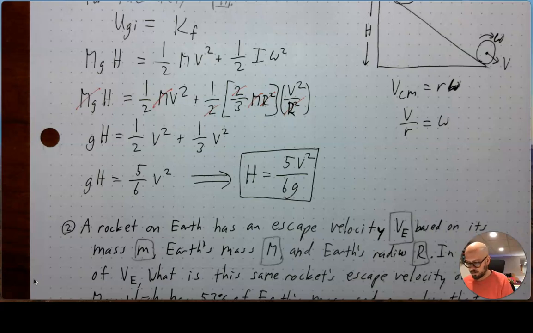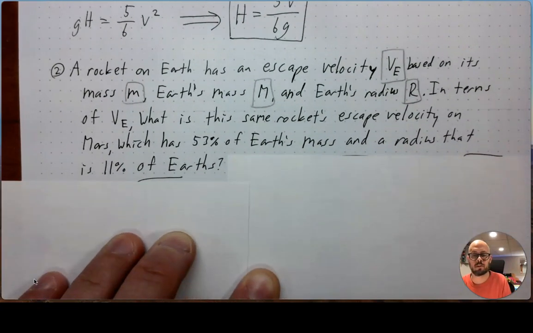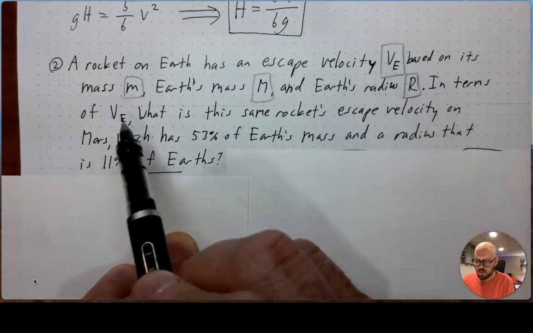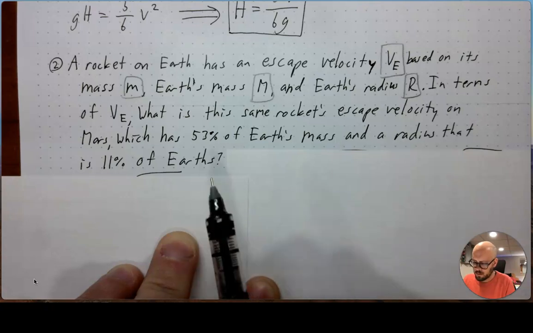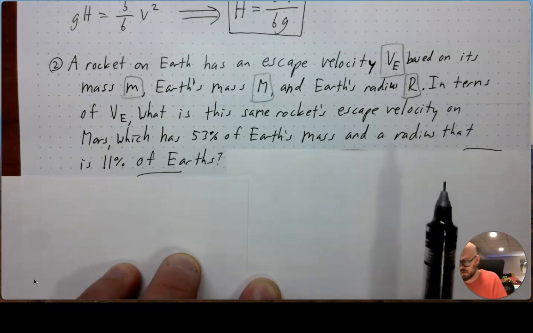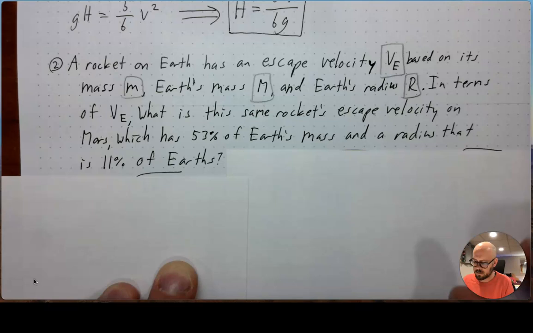Okay, and we're going to look at another problem now. This one's about escape velocity, and again, I had written on this already, and then I lost the video, so I'm going to cover up what I've done since I'm out of paper, and then we'll solve it together. A rocket has an escape velocity, VE, based on the masses of the rocket, the Earth, and then the Earth's radius. In terms of VE, what's that same rocket's escape velocity on Mars? And it gives the percentage of Earth's mass and radius that Mars has.